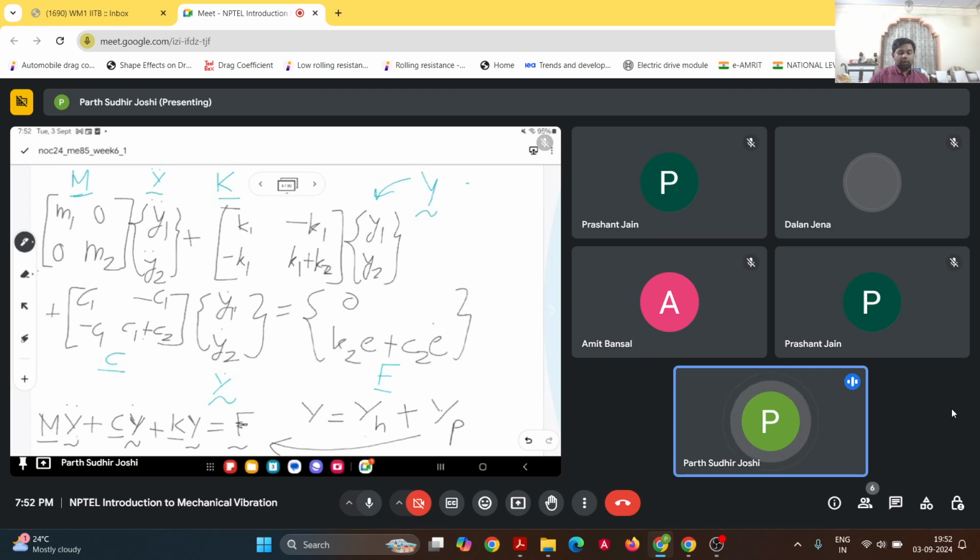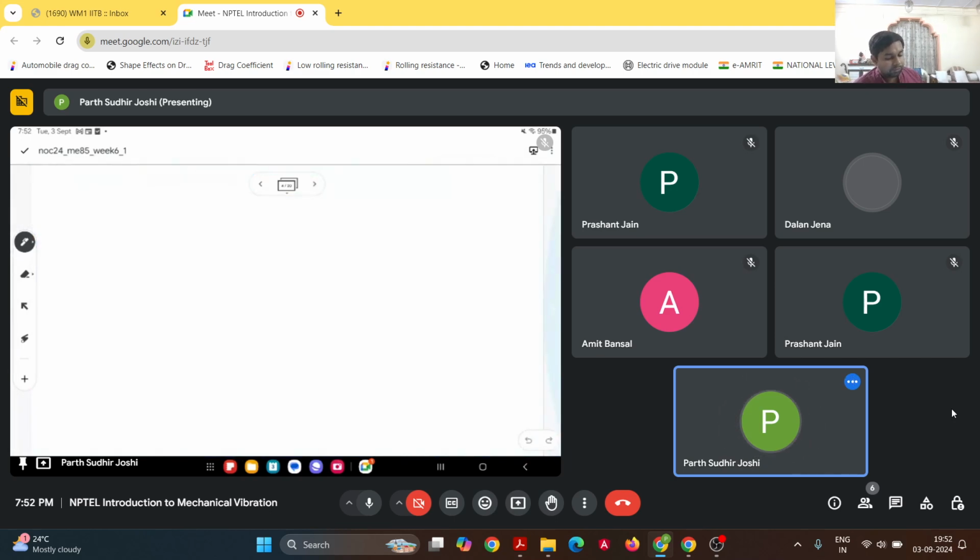So we can use the usual method to solve this differential equation. Let us first start with the homogeneous differential equation part, where we write it as M y double dot plus C y dot plus K y is 0. So that is the homogeneous differential equation.